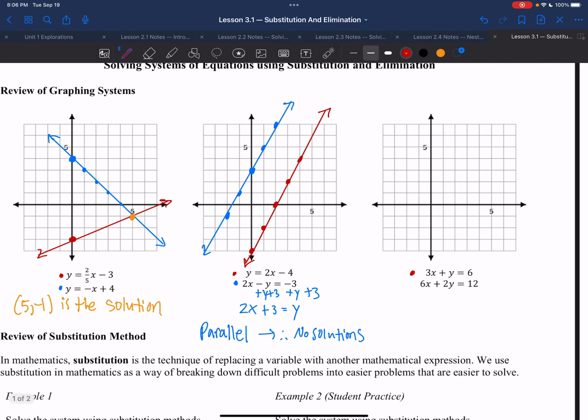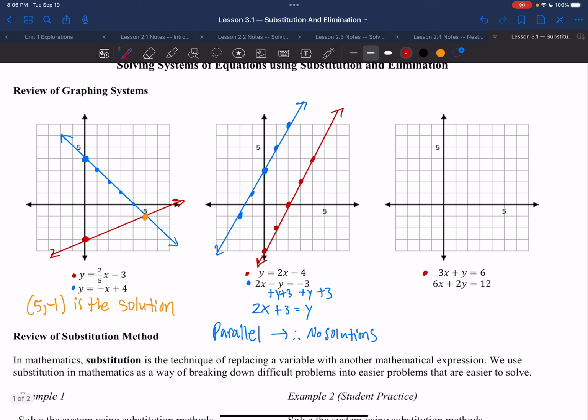And I'll try this last one here. 3x plus y equals 6. Do keep in mind, you don't have to put it in slope-intercept form. You could find points if you like, right? Because I know that (1, 3) will be a point because 3 times 1 plus 3 is 6. So I know that's a point that's going to work. I could also do like (-1, 9), I guess. But whatever. It doesn't matter.